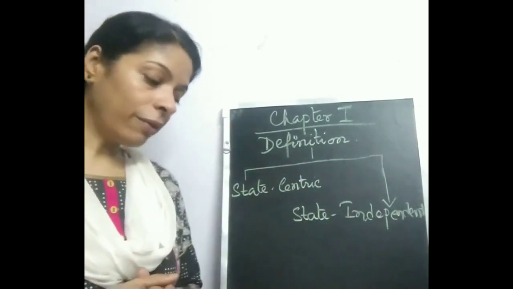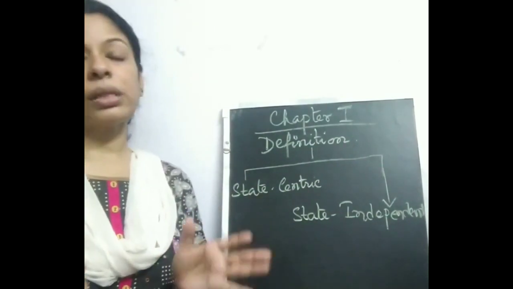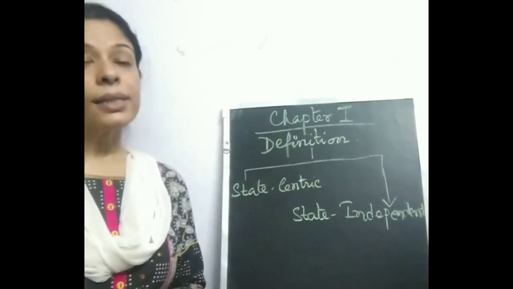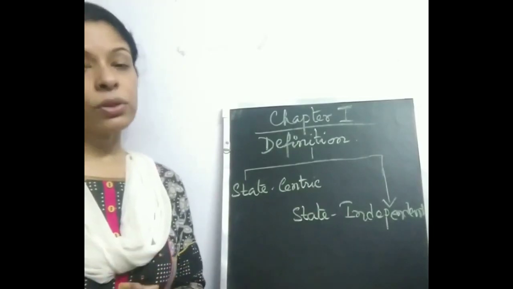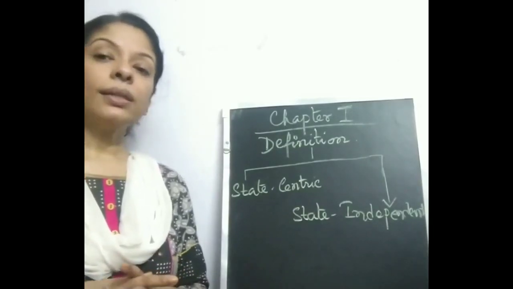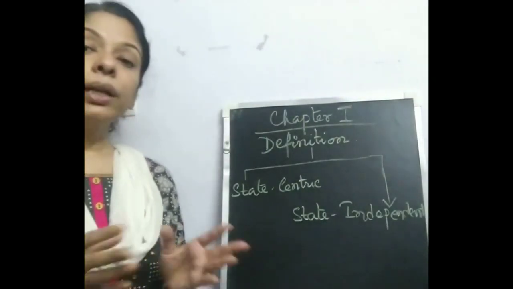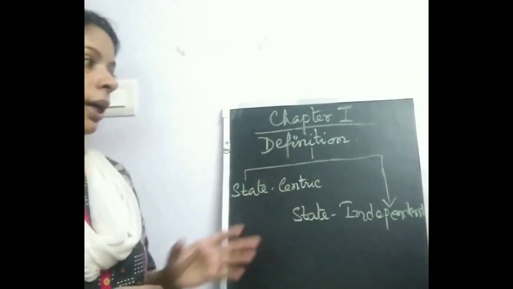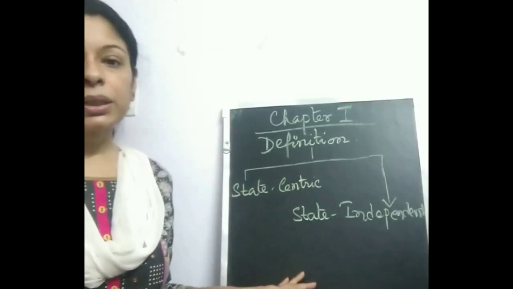So what we have done is combine the two definitions, and we have got a definition of political science that defines it as a branch of social science where we study, along with the state, various aspects of human life. So today we have covered the definitions of political science.